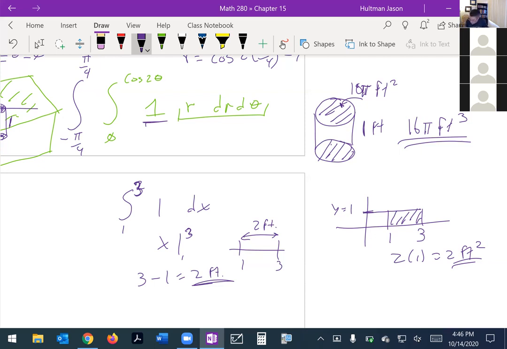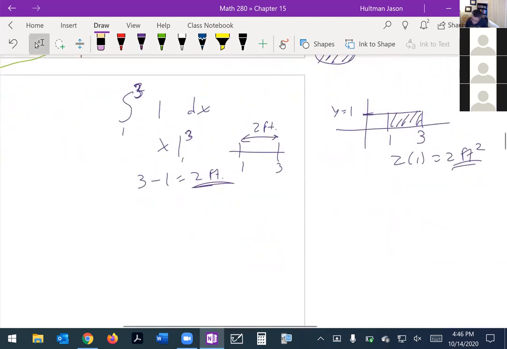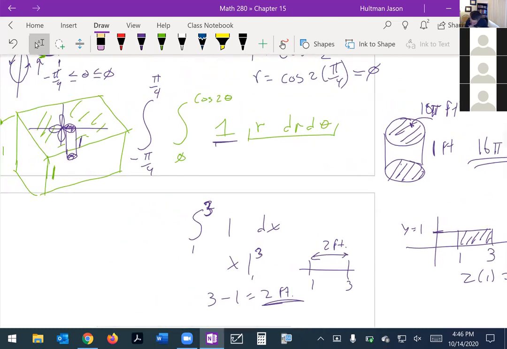Professor, I have a question about the bounds for the one that goes from negative pi over 4 to pi over 4. Would we be able to go from 0 to pi over 4 and then just multiply it by 2 since it's symmetric? Yes, you would.